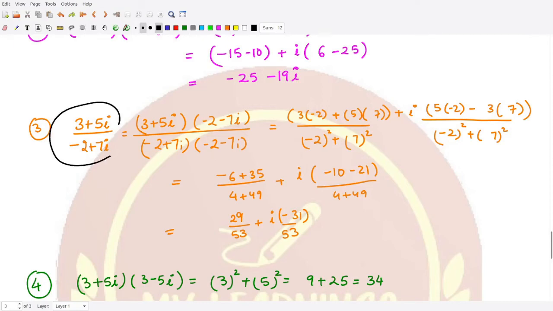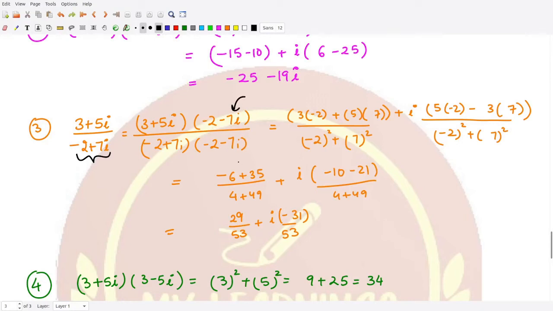For division, either you again perform this rationalization. That means you take the conjugate of the denominator. You have this number present in the denominator, right? So instead of iota, you are taking minus iota, so this term would become minus 7 iota, right? So you are multiplying this minus 2 minus 7 iota both in the numerator as well as in the denominator. No issue in that.